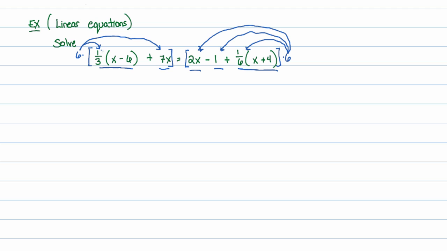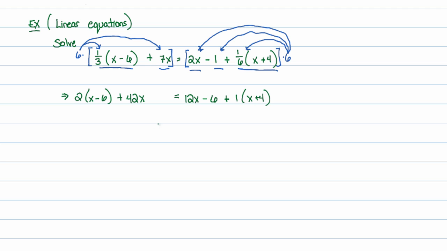Doing that, 6 times 1/3 will give me 2, so I'll get 2 times the quantity x minus 6, plus 6 times 7 is 42. x is equal to 6 times 2x, which is 12x. 6 times the negative 1 is a negative 6. 6 times 1/6 is just 1.